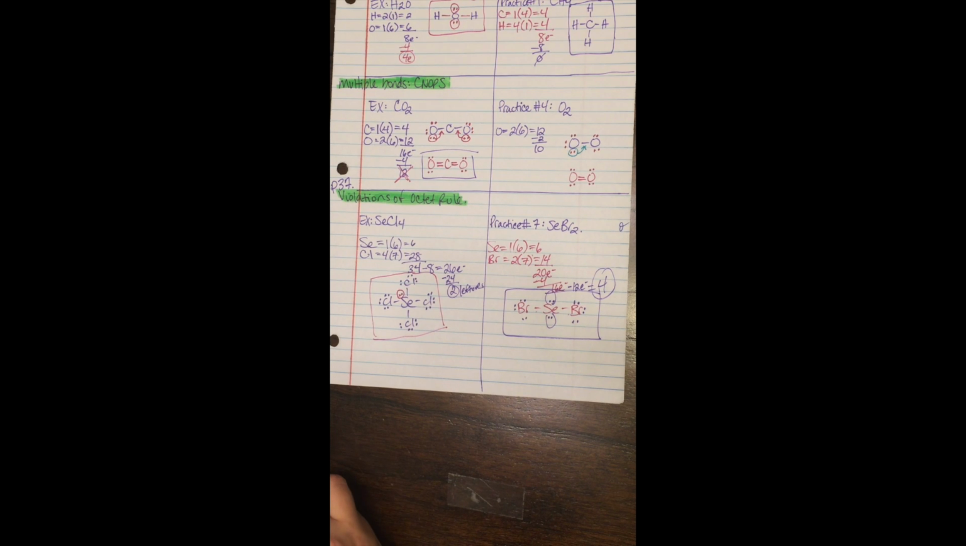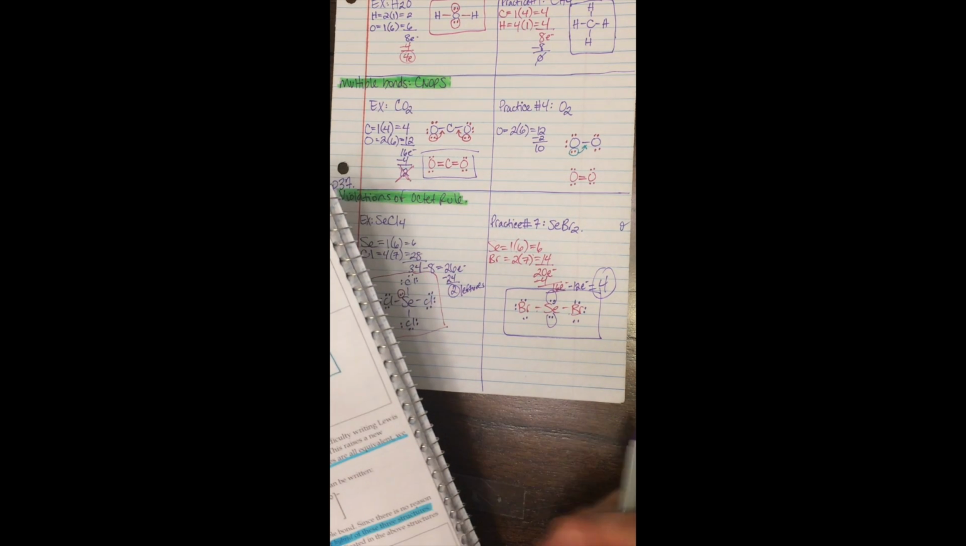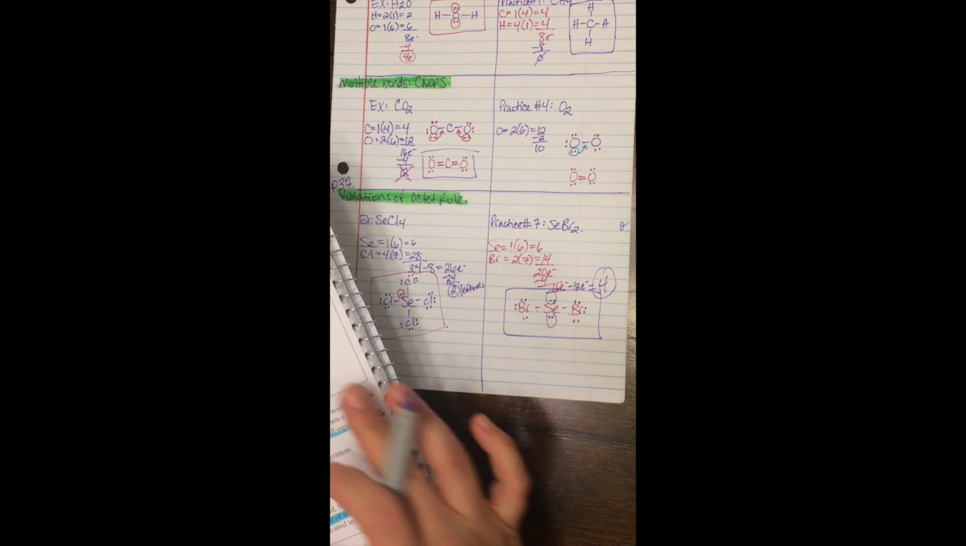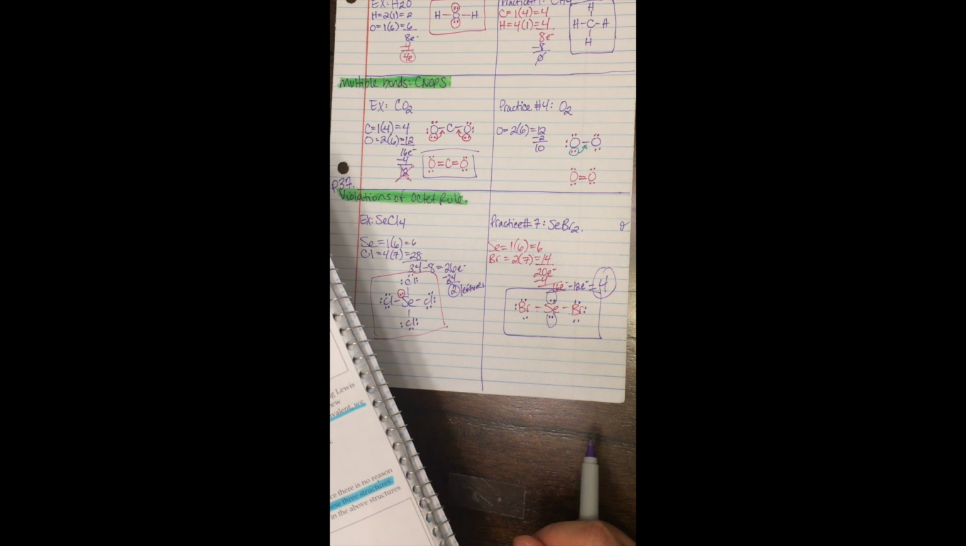Okay, try the last 2 on your own, PCl5 and SF4. Again, keep in mind that these are going to be violations of the octet rule.